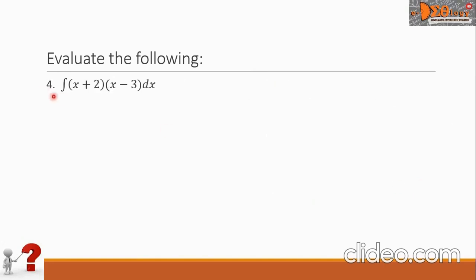Example 4. The integral of the product x plus 2 times x minus 3 dx. In here, we are going to evaluate the product first. We have the integral of the polynomial x squared minus x minus 6 dx. This is the product of our x plus 2 times x minus 3.